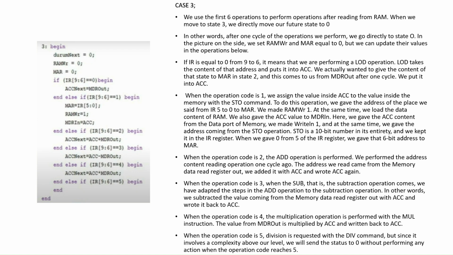When the operation code is 5, division is requested with the DIV command, but since it involves a complexity above our level, we will send the state to 0 without performing any actions when the operation code reaches 5.